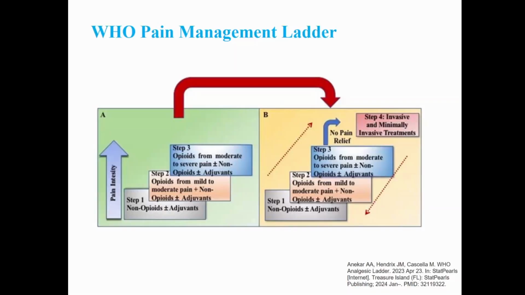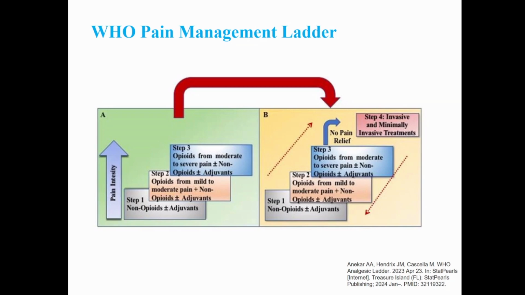Okay, so one thing that you've probably all seen before is the World Health Organization's pain management ladder. You might be familiar with the one on the left. That's the one that we've always thought about: we start with step 1, with things like non-opioids, adjuvants, take two aspirin or take the Tylenol, and then escalate from there, right? So if it's mild to moderate pain, we'll start adding in opioids, plus or minus adjuvants, and then we're going to escalate from there based on pain intensity.